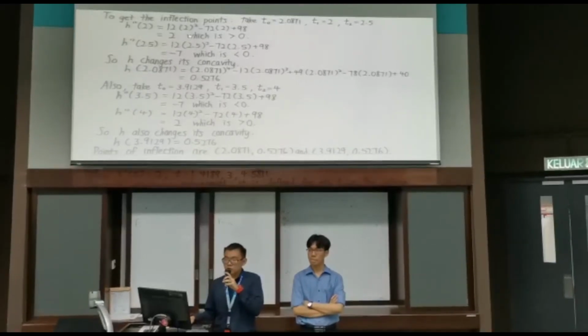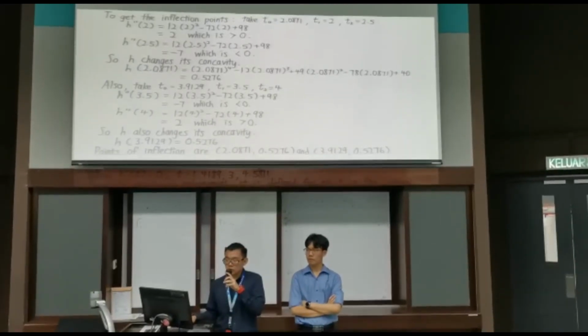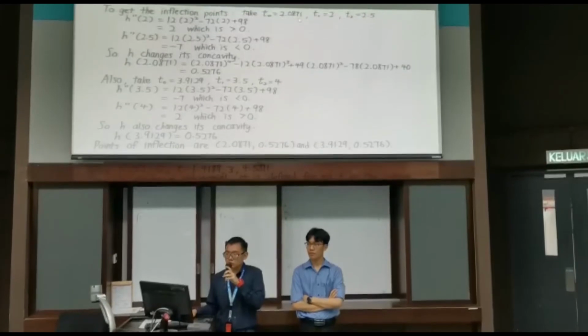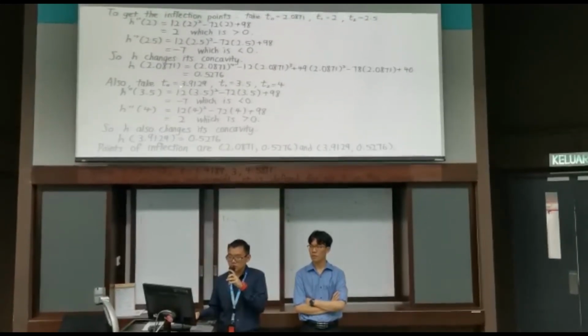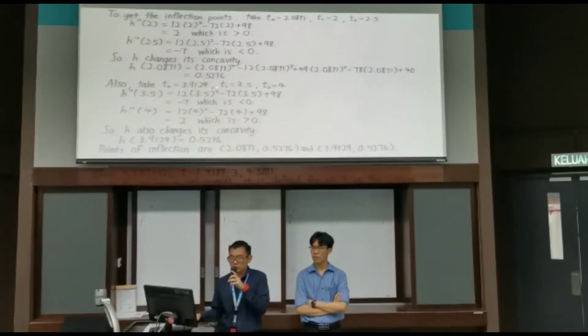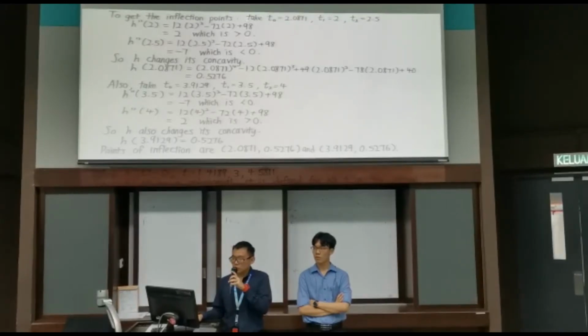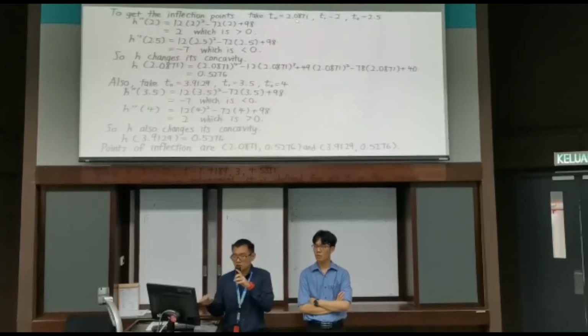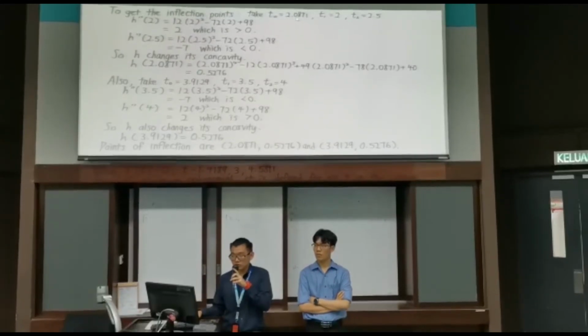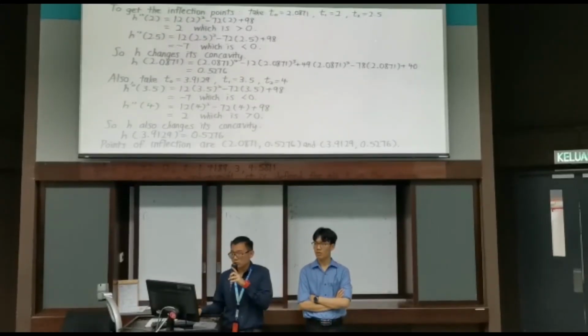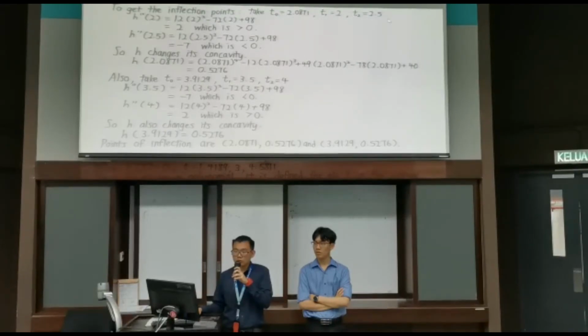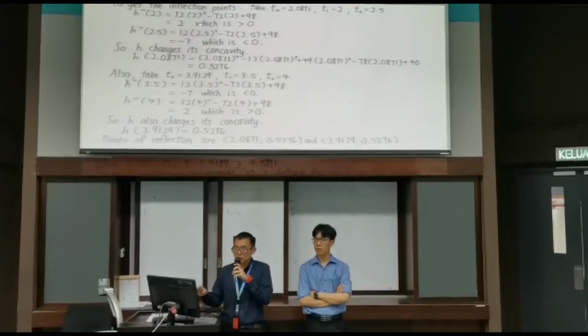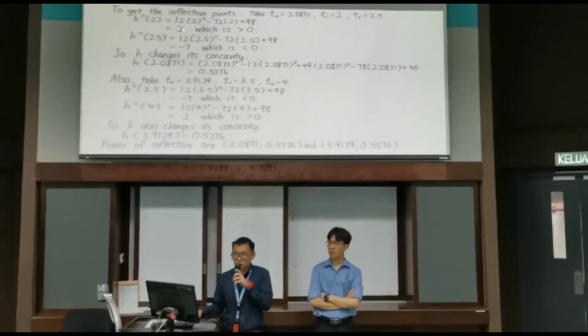To get the inflection points, we will take the 2 points. First is 2.0871 and second is 3.9129. First, we assume another 2 points, one less than 2.0871 and another one more than it. So we take 2 and 2.5. Then we use the second order derivative and we get 2 and negative 7.